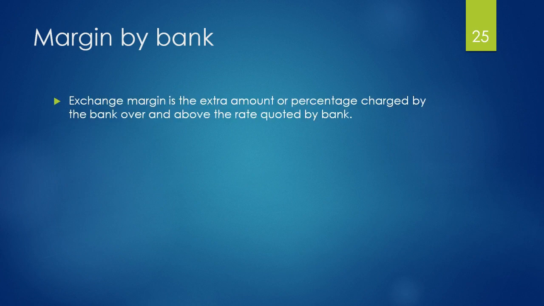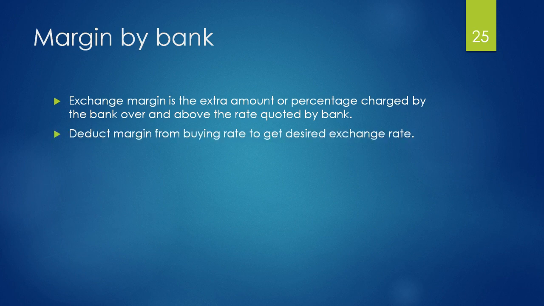Friends, exchange margin is the extra amount or percentage charged by the bank over and above the rate quoted by the bank. When we are given the spot rate or forward rate with margin for buying rate and margin for selling rate, then the effective rate will be calculated as follows. You have to deduct margin from the buying rate to get the desired exchange rate. Thus, buying rate will be bid rate minus exchange margin.